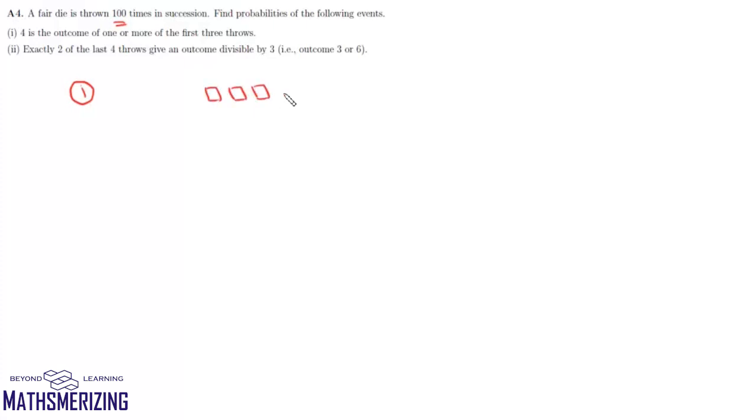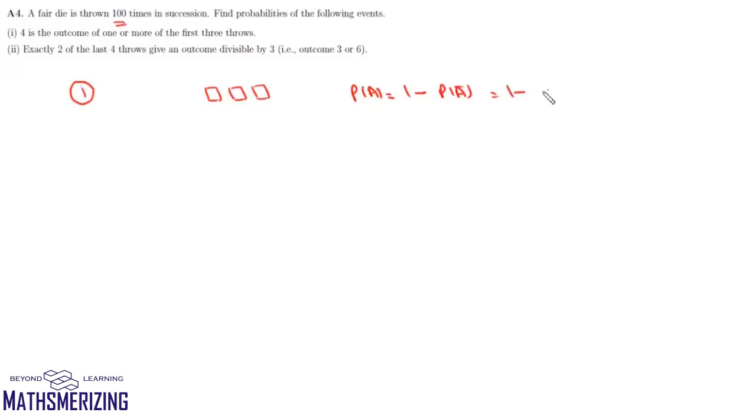Now in the first 3 throws, this 4 must come at least once. So in order to calculate this probability, we'll take 1 and then subtract its complement from it. And its complement is that 4 doesn't come in any one of these first 3 throws. So it'll be 1 minus.